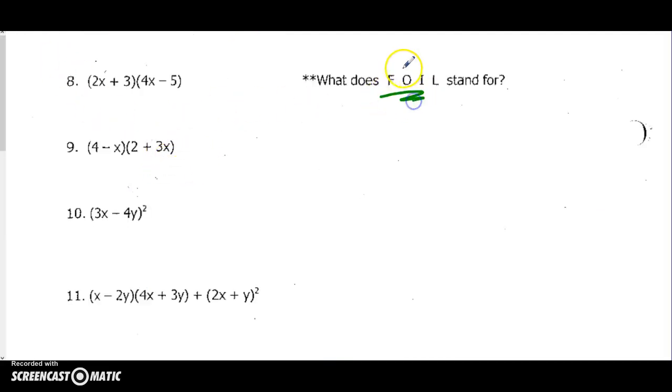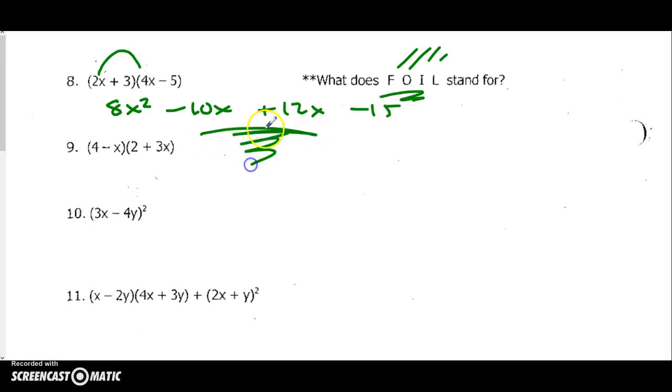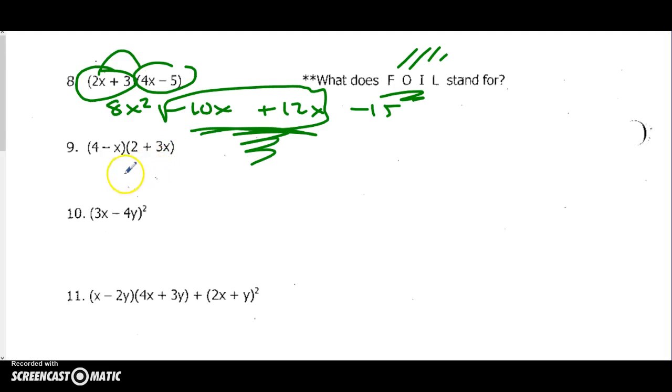What's FOIL stand for? Firsts, outsides, insides, lasts. And I'm throwing s's on the end of that because it's multiplied the first times the first. So 4 times 2. We've done this already this year, but that's 8x squared. Outsides, -10x, insides, +12x, and last, -15. Collect like terms. If it's a traditional binomial by binomial, the two terms that you collect will be these guys in here, and this will add up to +2x, okay?